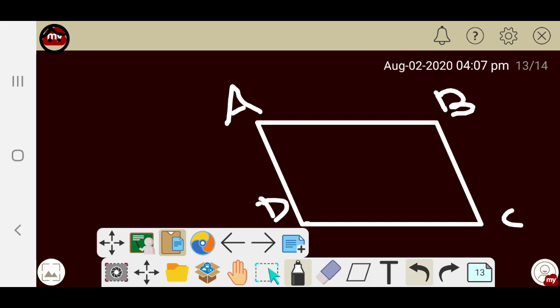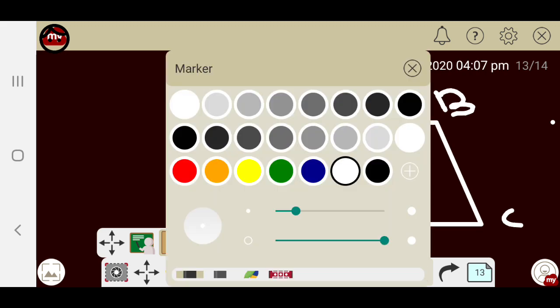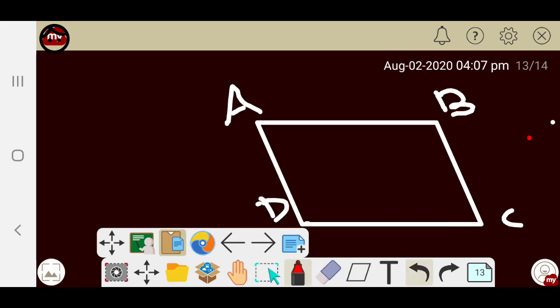Actually, this quadrilateral has how many vertices? 4 vertices. The first one is vertex A, vertex B, vertex C and vertex D. So, there are 4 vertices, plural vertices. And a diagonal is a line segment connecting non-consecutive vertices.